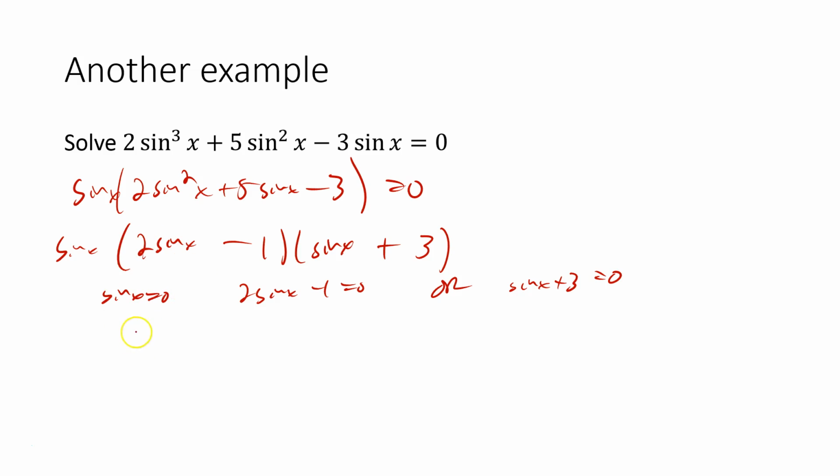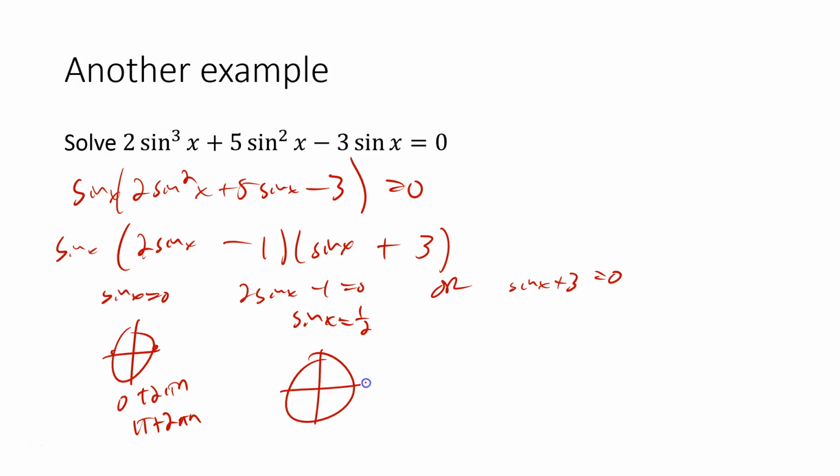So if sine x is 0, that only happens at 0 and pi. So we have 0 plus 2 pi n, pi plus 2 pi n. Now let's see here, 2 sine x minus 1 equals 0. We need sine x to be positive 1/2 then. Happens here and here. So we got pi over 6 plus 2 pi n and 5 pi over 6 plus 2 pi n.